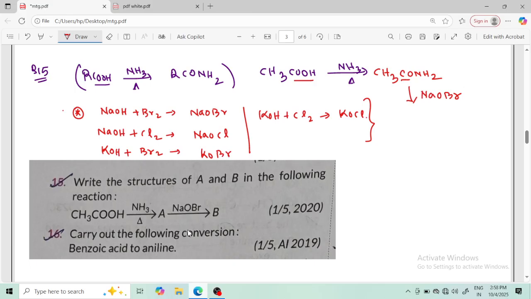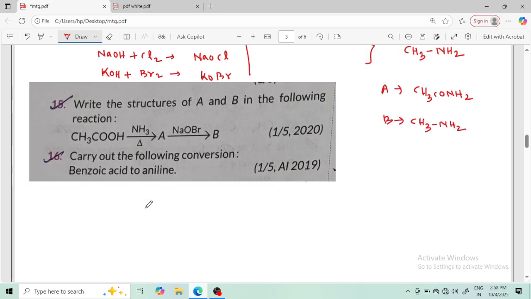So what will happen? This CO you will remove, and your answer will be NH2. So your A is CH3CONH2 and B will be CH3NH2. Okay, let's move on to the next question.